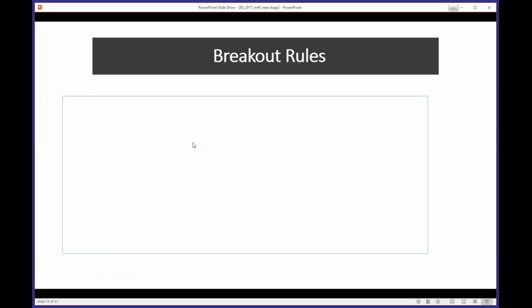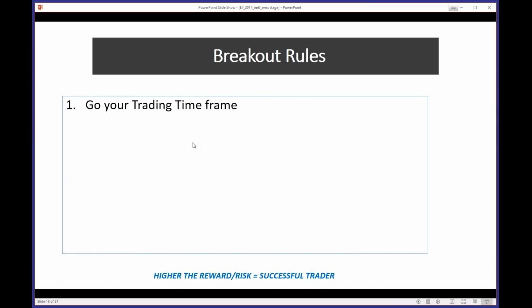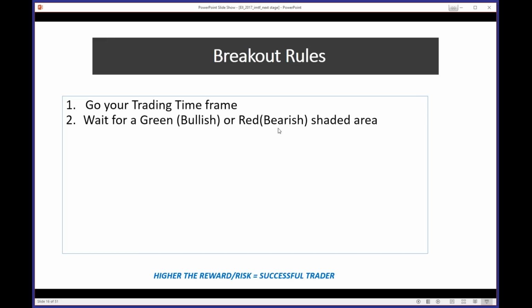So here's a summary of all the rules, just in case you didn't get it. Let's go through it one more time because I want to make sure it's simple. One, go to your trading time frame. Two, wait for a green shaded area, or a red shaded area for a bearish. Once you do that, you could confirm that setup with another technical system. If you're not using Ichimoku, that's no problem at all.